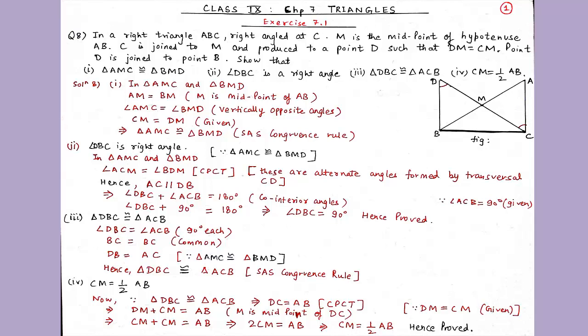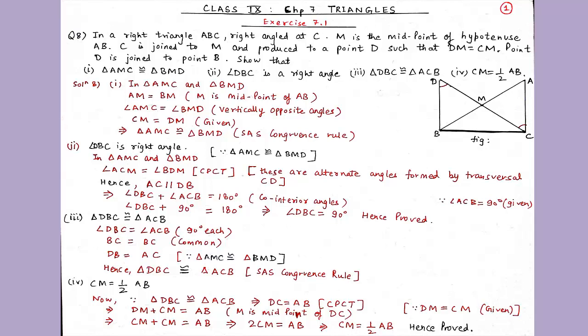And now in third part, we have to show that triangle DBC is congruent to triangle ACB. By considering these two triangles, we observe that angle DBC is equal to angle ACB, which is 90 degrees each. Also BC is equal to BC, which is common in both these two triangles. Since we have proved that triangle AMC is congruent to triangle DBM, again by CPCT we can say that DB is equal to AC. So from here triangle DBC is congruent to triangle ACB by the side angle side congruency rule.